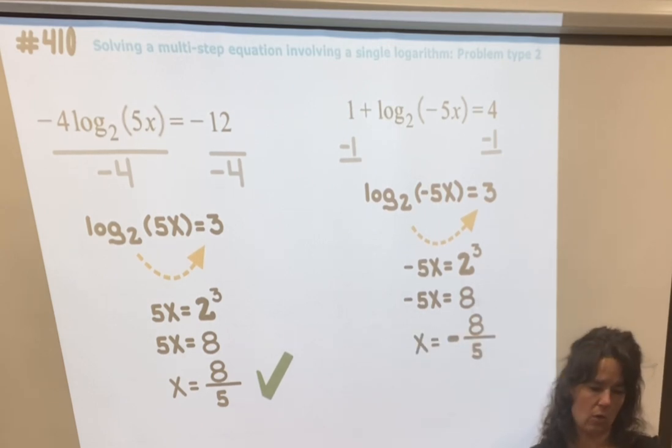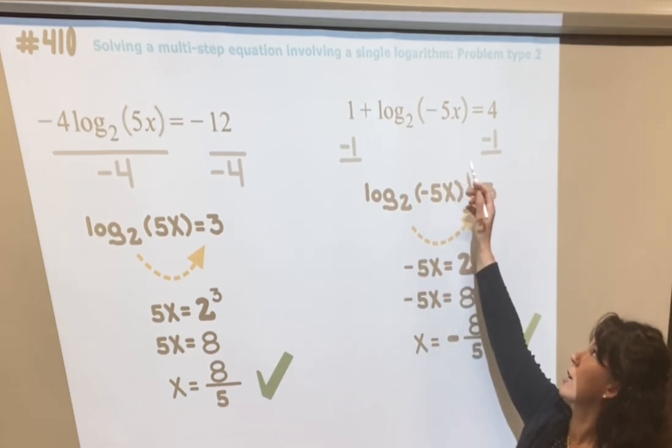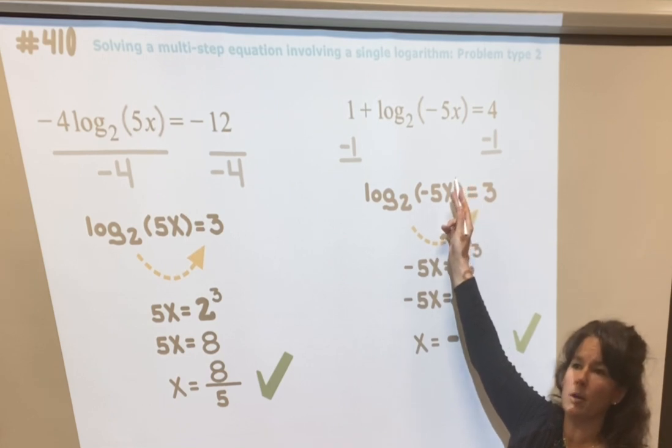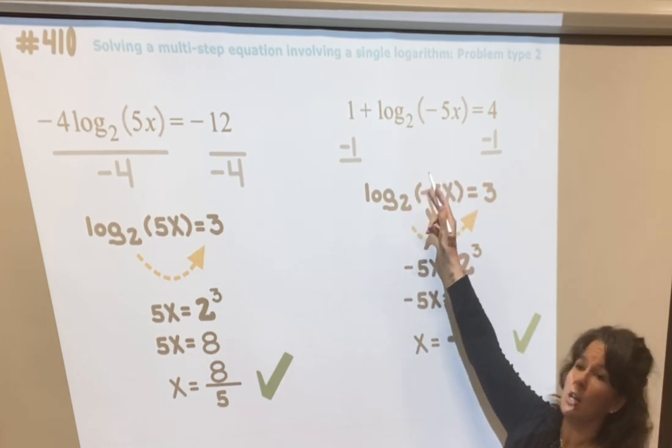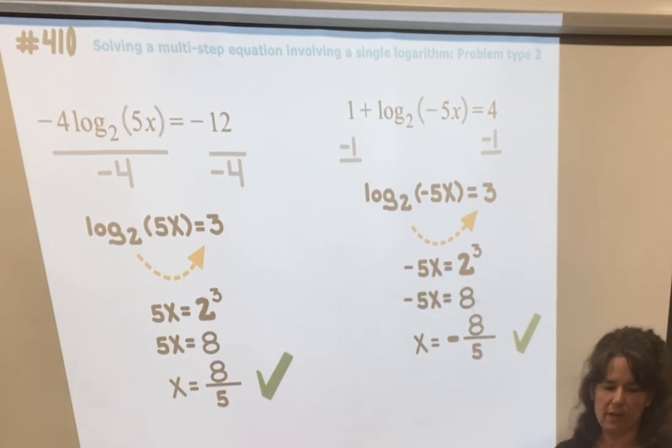Double check. You always want to make sure you check. So if I plug -8/5 back in here, -5 multiplied by -8/5 is a positive number. So I would be taking a log of a positive, which is okay. So -8/5 is my final answer.